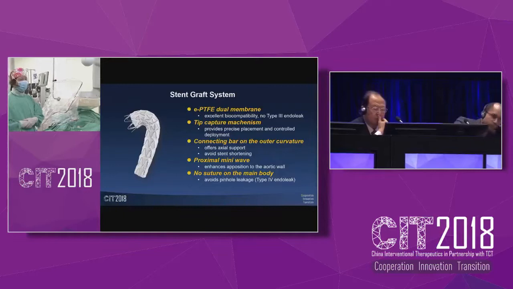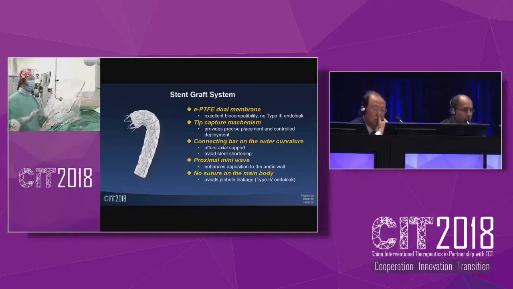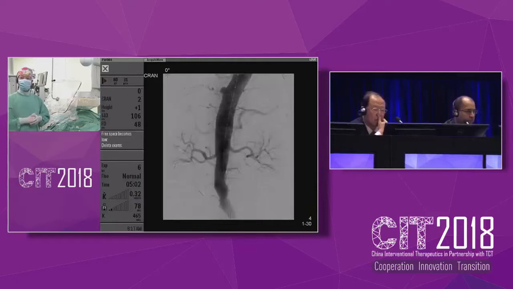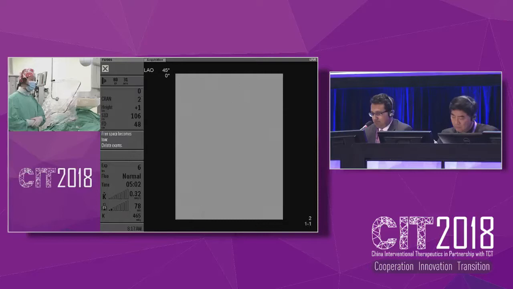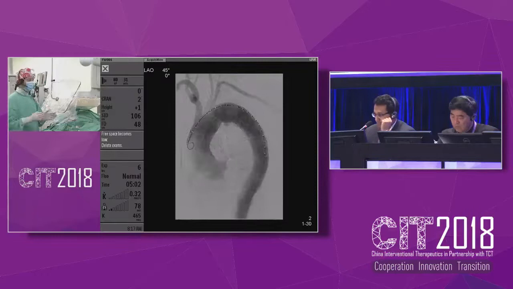So replay the movie again. The first one. No, we don't care. So this time, the first one, please play the previous angiogram. The previous frame. It appears like there's another aneurysm down below. Yes, it's not an aneurysm, it's a PAU in the distal side.